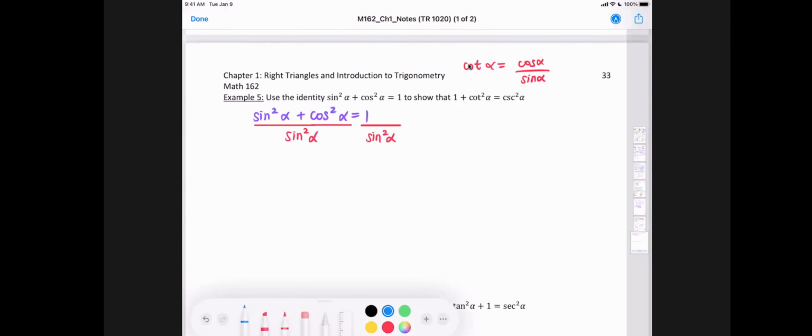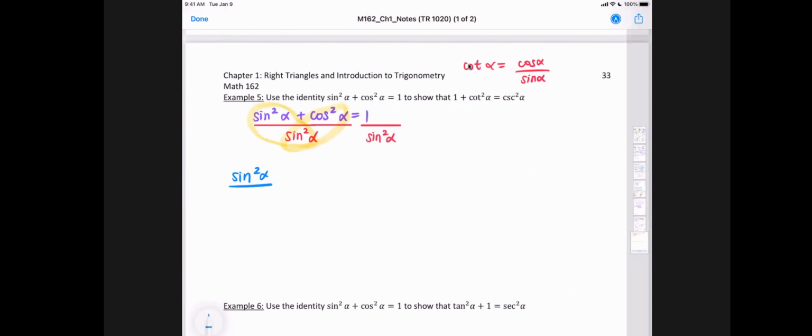So if we divide throughout, then algebraically cleaning this up, we can split the left-hand side so that each term has that denominator. So we have sine square alpha divided by sine square alpha plus cosine square alpha divided by sine square alpha is equal to 1 over sine square alpha. Simplifying this, sine square over sine square, when you have the same term in the numerator and denominator, that is 1, plus cosine over sine is cotangent, but they're squares. So this is cotangent square alpha.